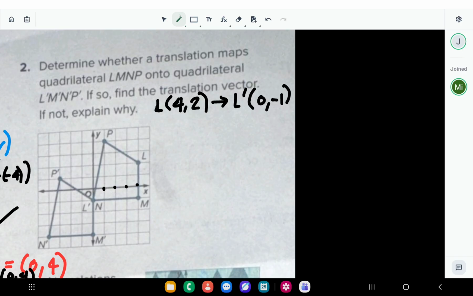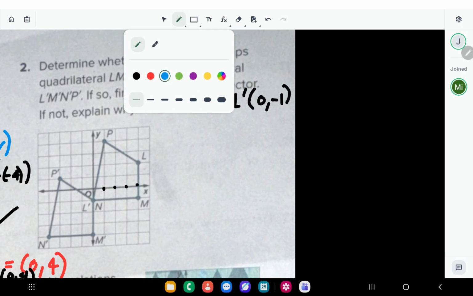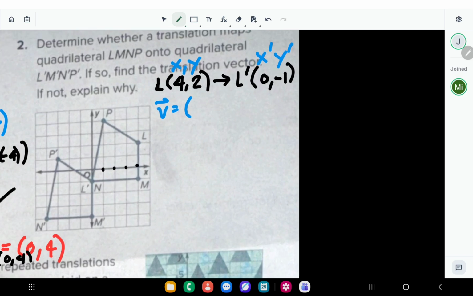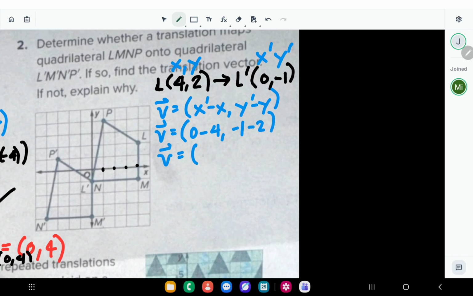Okay, and then we get the vector. We solve for the vector. This is x, y, x prime, y prime. So the vector is just x prime minus x, then y prime minus y. Then we plug in all the values. X prime is 0, minus 4, negative 1, minus 2. So the vector is just negative 4, negative 3.